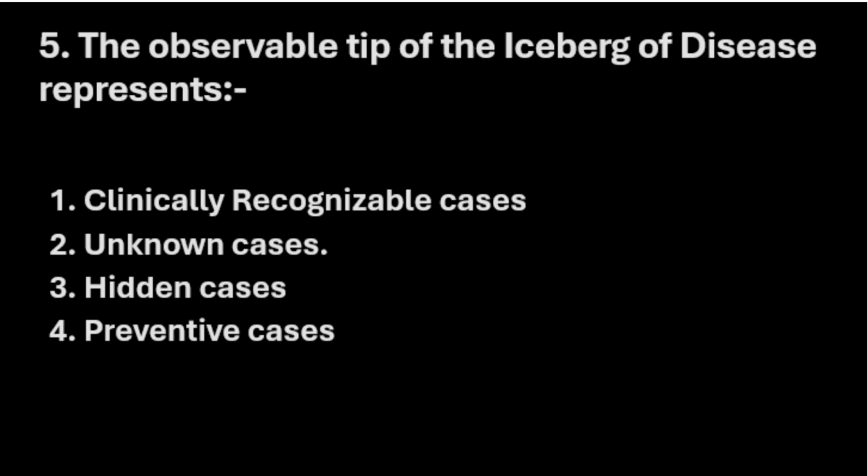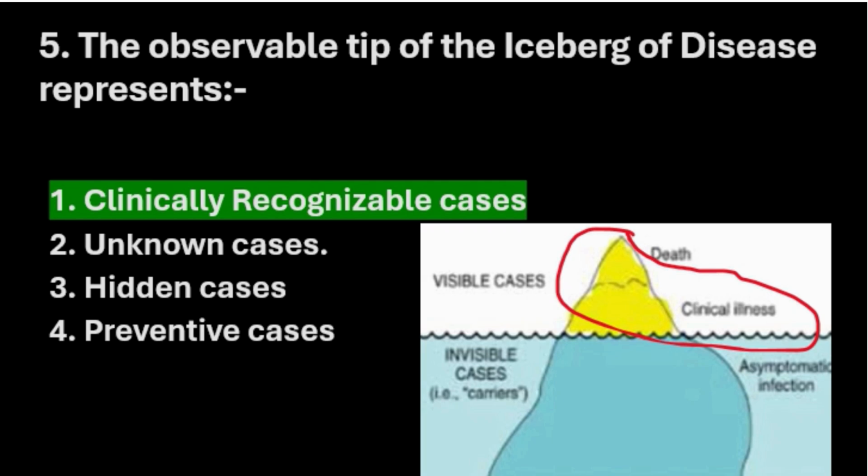Next, the observable tip of the iceberg of disease represents option 1 clinically recognizable cases, option 2 unknown cases, option 3 hidden cases, and option 4 preventive cases. The right answer is option 1 clinically recognizable cases. We can see the figure. The yellow portion is the tip of the iceberg and the blue portion is the major portion which is not visible. So this is the unknown cases or invisible cases or hidden cases. Our clinically recognizable cases are the tip, which is mentioned as yellow color in this figure.